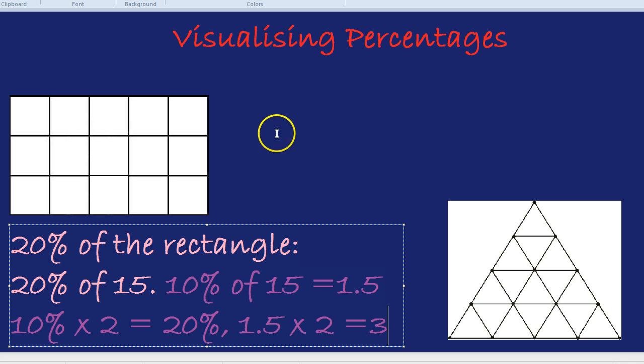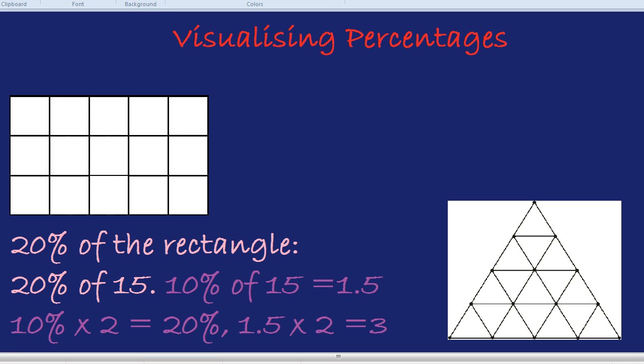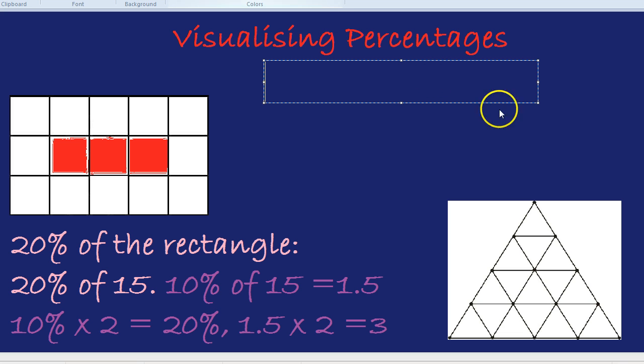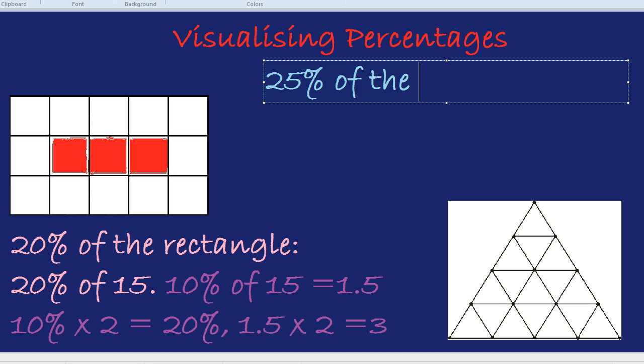In other words, if we wanted to shade in 20% of this rectangle, we would have to shade in 3 boxes. 1, 2, 3. Or, if you like, 1, 2, 3. Both of those are 20% of the rectangle. Let's try one more. If they gave us this triangle here, and this big triangle, and they said, again, each triangle inside the big triangle is the same size, and they ask you to shade in 25% of the big triangle.